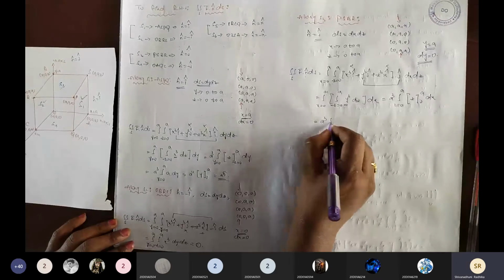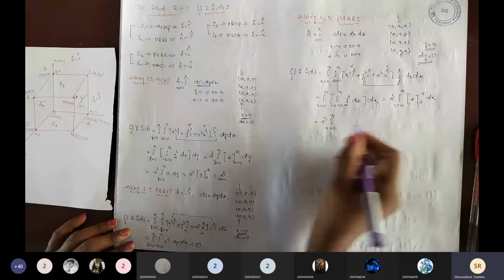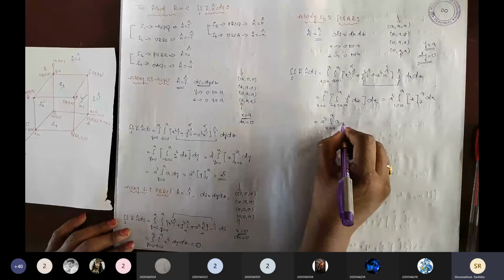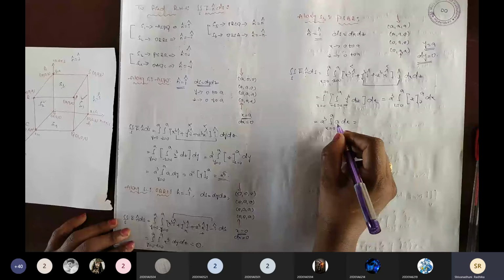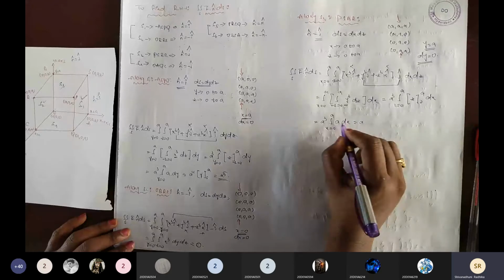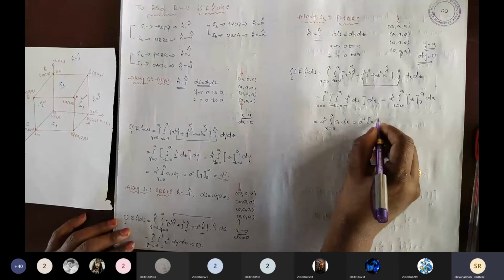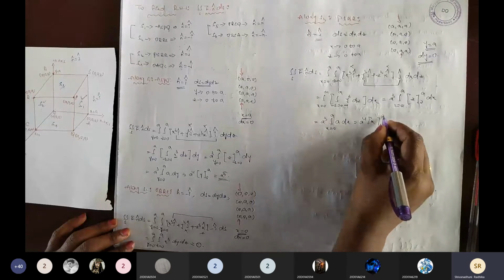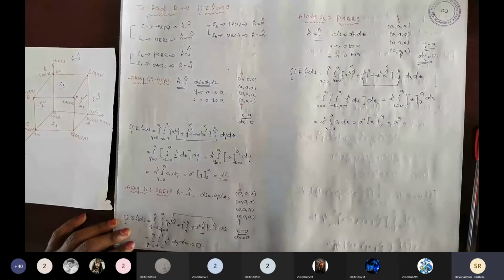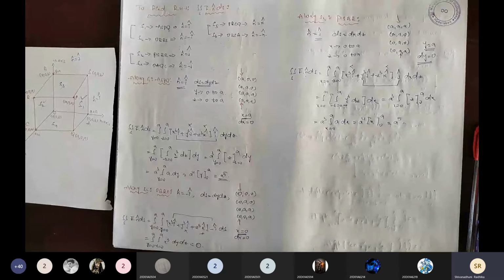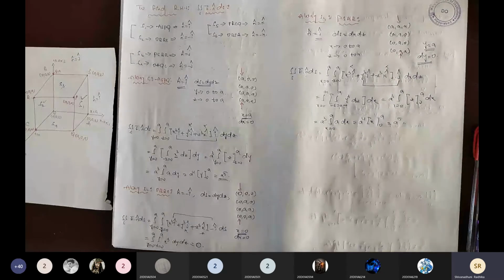A cube into integration x from 0 to a. This is also a constant, a, into dx. A is a constant, taken outside; then a power 3 into a is a power 4. Integration of dx is x with limits 0 to a, and a power 4 into a is a power 5. See, along S3 also we get a power 5. S1 is also a power 5.